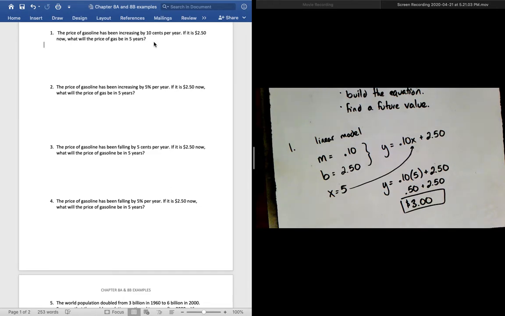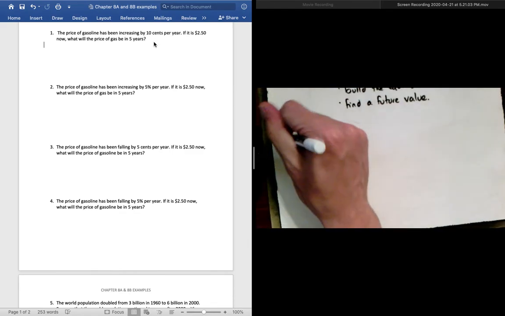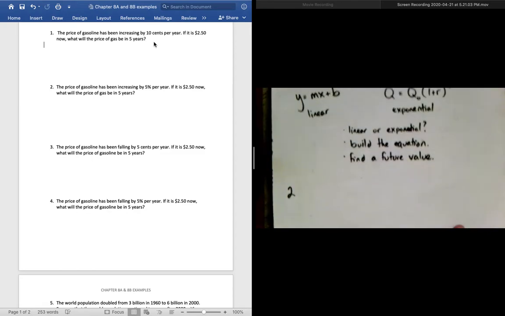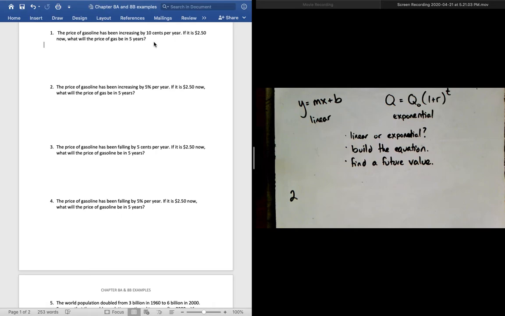Try another one. Number 2 says, put these formulas back up here too. Number 2 says the price of gasoline has been increasing by 5% per year. So as soon as we see that percent change, we should be thinking exponential.